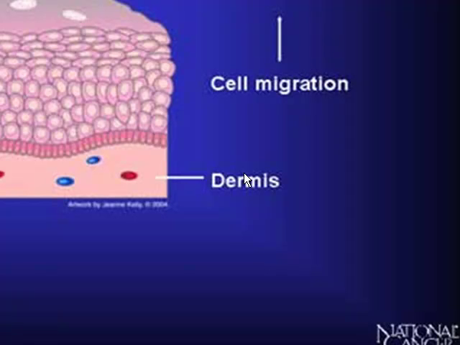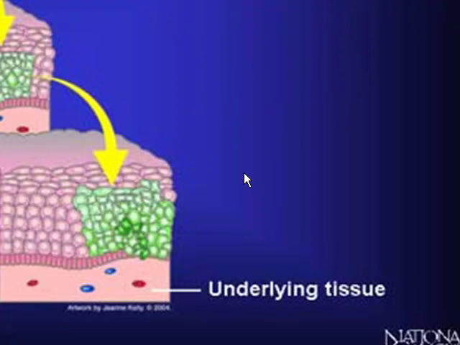Each time one of these basal cells divides, it produces two cells. One remains in the basal layer and retains the capacity to divide. The other migrates out of the basal layer and loses the capacity to divide. The number of dividing cells in the basal layer, therefore, stays the same.